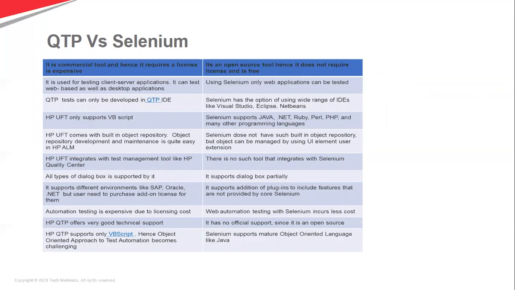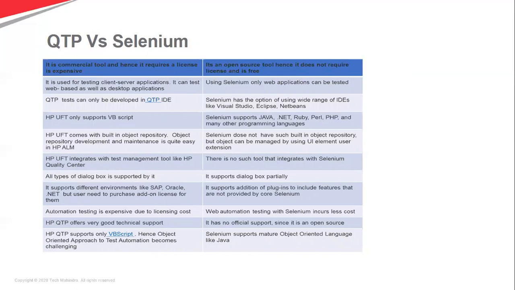Next is QTP versus Selenium. So you know what, QTP is a tool that's again used for automation, and Selenium is also a tool that's used for automation. So that's one common thing between both of them. But again, with one common thing, we have a number of differences also.